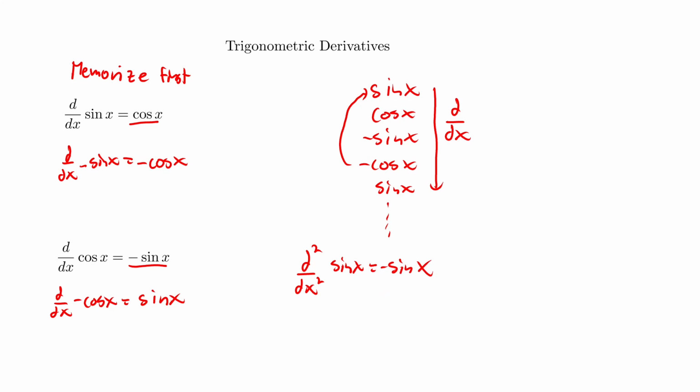Now, what about the other 4 trig derivatives? Well, the other 4 can really be derived from the first 2. So the derivative of tangent is going to be secant squared, and the derivative of cotangent is going to be negative cosecant squared. And really, these are very much analogous to one another. So that's why I put them together. Notice one has a secant squared and the other has a negative cosecant squared.